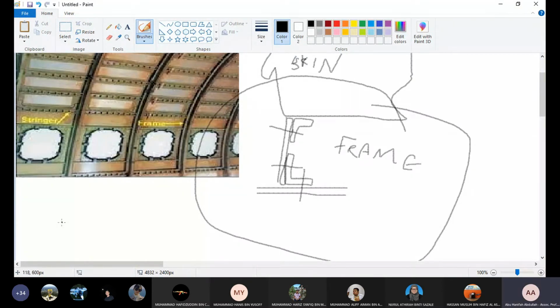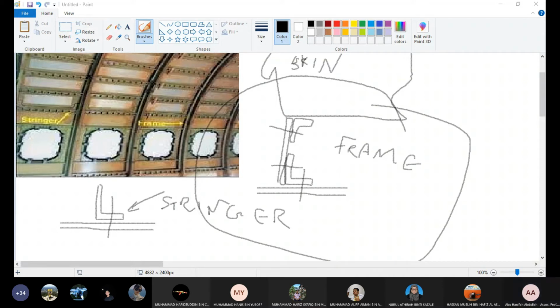And we may have just a simple angle. This is skin, and we have a simple angle, and we have rivets. So this is stringer. So this is basic construction of aircraft structure.